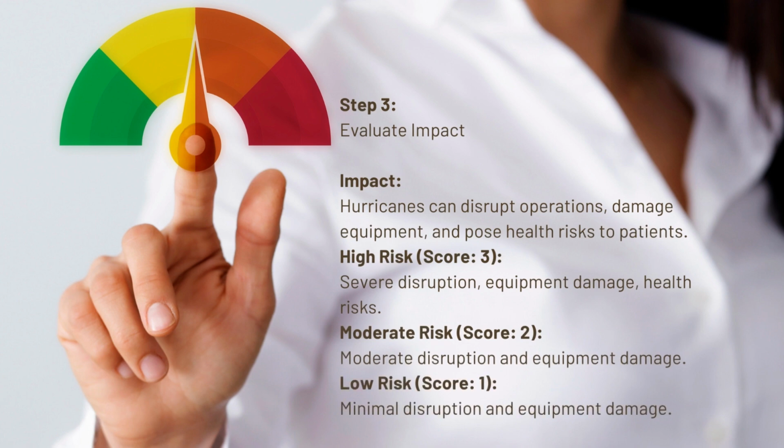Step 3. Evaluate impact. Hurricanes can disrupt operations, damage equipment, and pose health risks to patients. Give a score of 1 for minimal disruption and equipment damage, a score of 2 for moderate disruption and equipment damage, and a score of 3 for high risk, meaning severe disruption, equipment damage, and health risk.